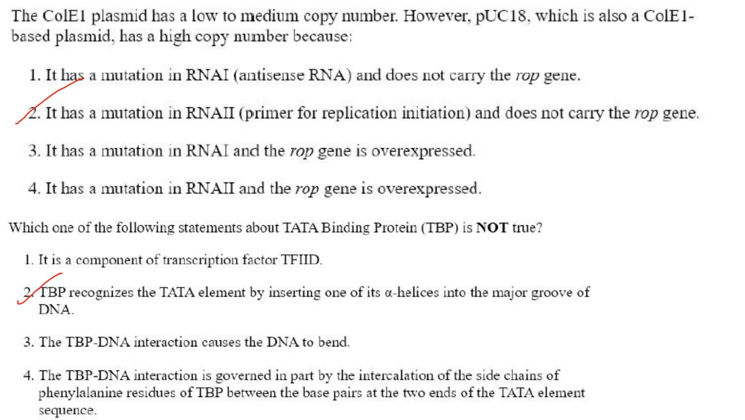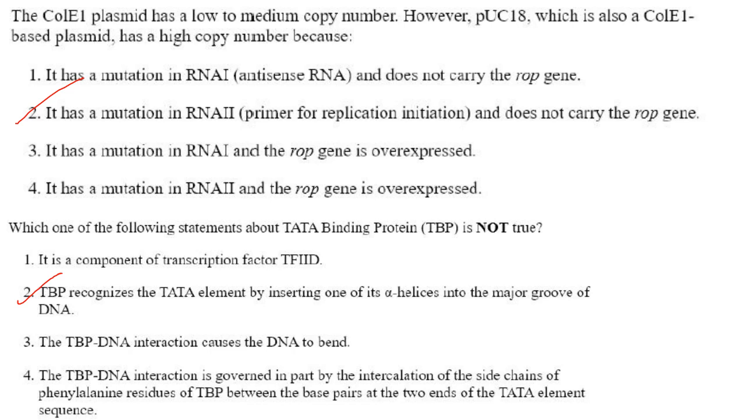So ROP gene is not there means naturally it will be high copy number. Now it has a mutation in RNA2, that is primer for replication initiation, and does not carry the ROP gene. That is the most apt answer. So the answer here is option 2.